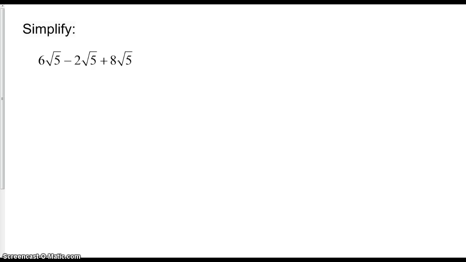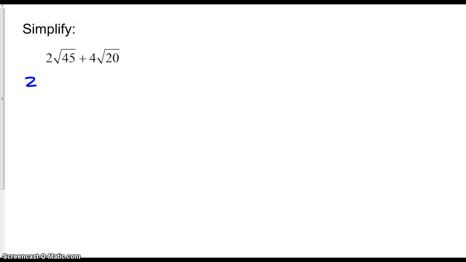Okay, so this one, all of the square roots are square root of 5, so I can combine completely. I have 6 minus 2, which is 4, plus 8 more is a total of 12 square roots of 5. So in this case, they do all combine. What about here? Well, it seems like I can't combine, and I can't combine yet. Square root of 45 and square root of 20 are different. But it might be that I can simplify and then combine.